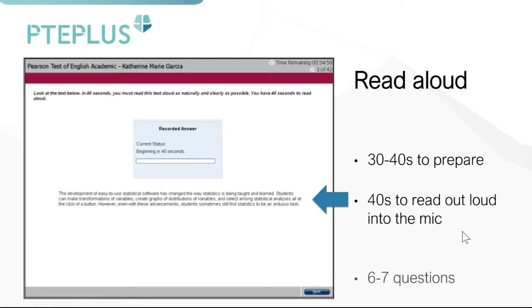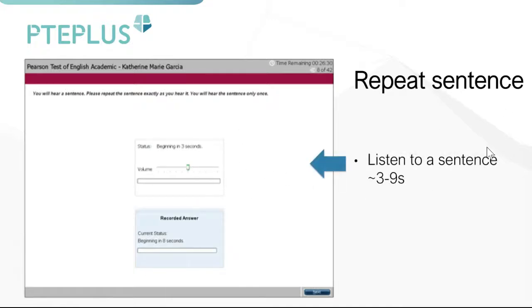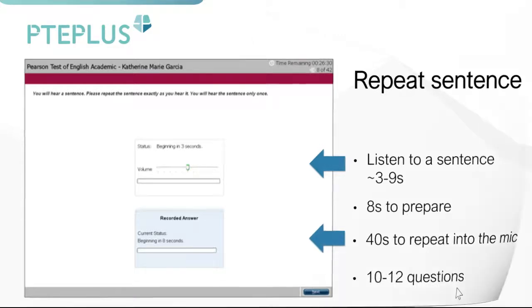And you will face about 6 to 7 of these read aloud questions. Then the second question type you'll come to is repeat sentence, whereby you'll need to listen to a sentence by a speaker for about 3 to 9 seconds. And then you'll have 8 seconds to prepare before the microphone opens, and you'll have 40 seconds to repeat exactly what you heard into the microphone. And you will face about 10 to 12 of these repeat sentences.